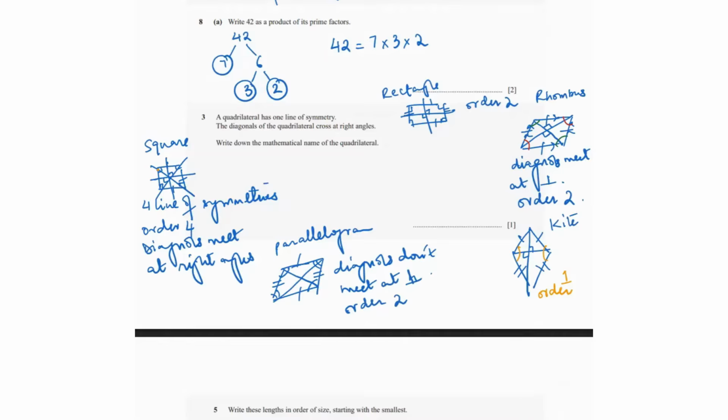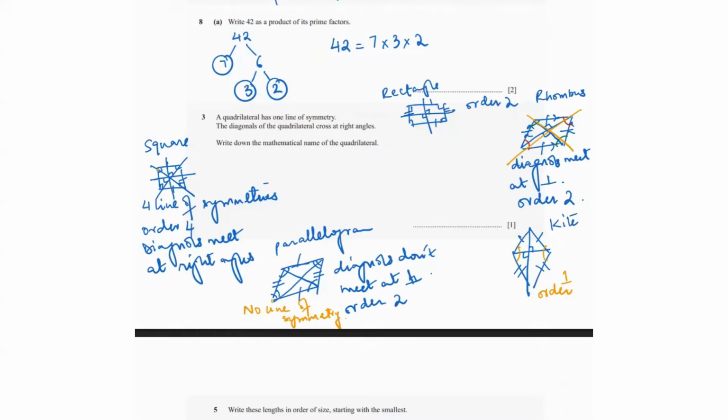So based on what we know over here, a quadrilateral has one line of symmetry. For this case, the diagonals are meeting at right angles. So write down the mathematical name of this quadrilateral. So also for rhombus, I forgot to mention it has two lines of symmetry. For a parallelogram, there are no lines of symmetry. No line of symmetry. I know this is a bit untidy, but I would suggest you write it down neatly in your notes so that you know what the properties are for each shape.